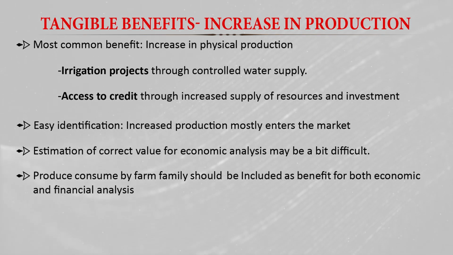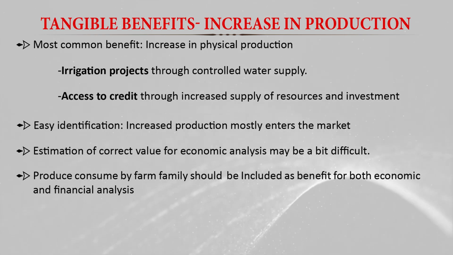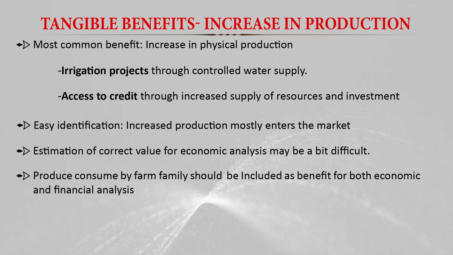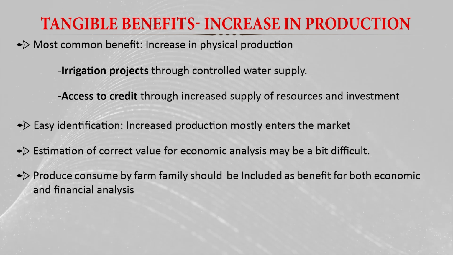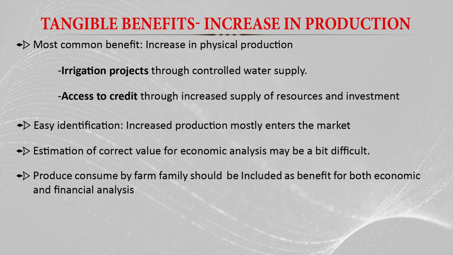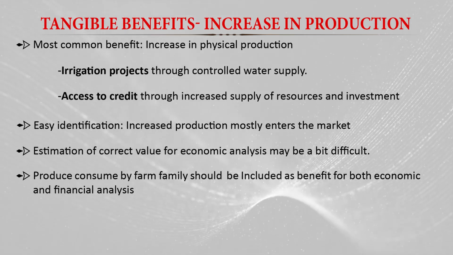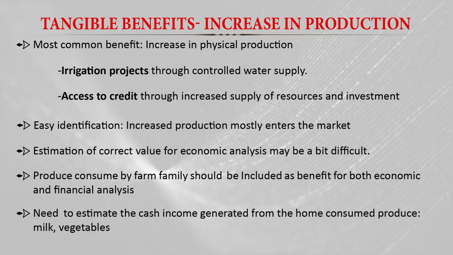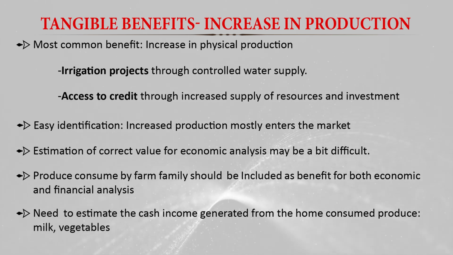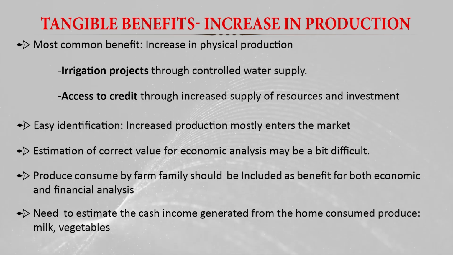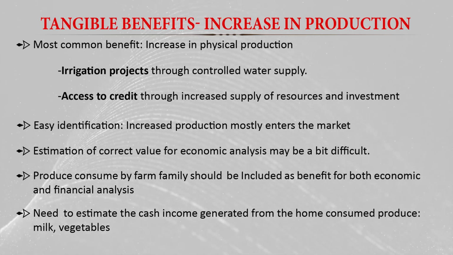Then the produce consumed by the family members should also be included as a benefit for both the economic and financial analysis. Particularly in agriculture, we find that a lot of the farm produce is used for family consumption. It should also be part of the analysis and be calculated in the increase in agriculture production due to the project activity. Sometimes we have a lot of cash income generated on a daily basis, like from milk production by rearing animals, or vegetable production with daily sales. That amount may be small, but we have to include it in the production due to the project.